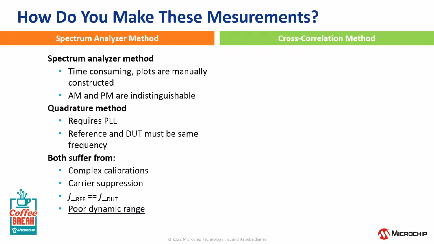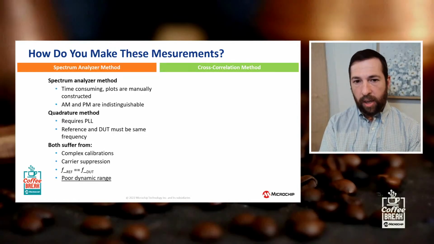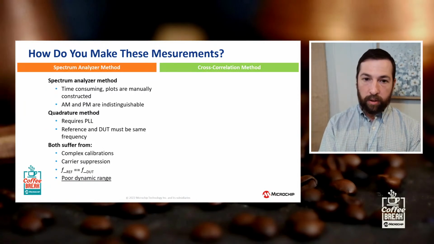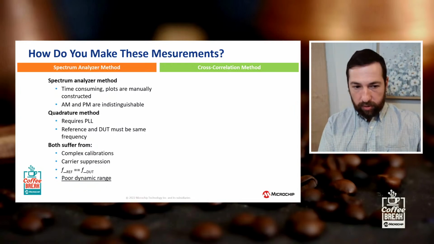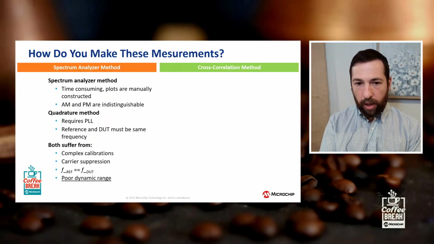So often they can still use a spectrum analyzer, but improve it and use a quadrature method. But this requires using a phase lock loop to lock your reference to your device under test. And there are some drawbacks there where the reference and the device under test must be the same frequency. So now, if you want to measure multiple nominal frequencies, you have to have a whole slew of reference oscillators in your lab to compare them against.